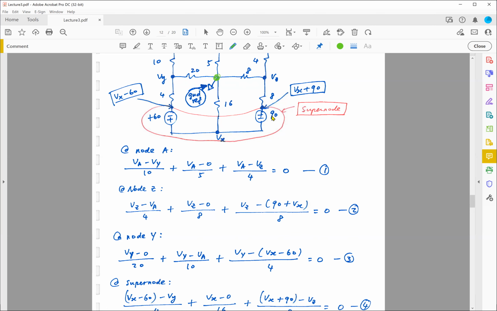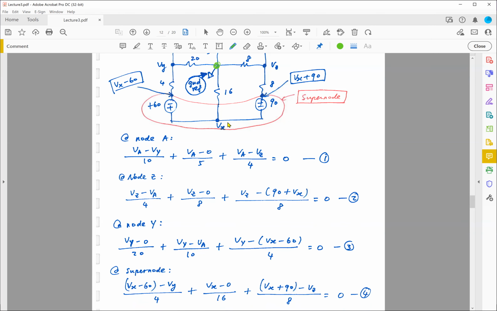Slightly more advanced, right? Because in the previous examples, the supernode consisted of only two nodes. But now we have three: one, two, and three, including this Vx, because Vx is also part of my supernode now. And why is Vx part of my supernode? Well, this Vx is still part of this node, and this node is still part of my floating voltage source, so I have to account for this.